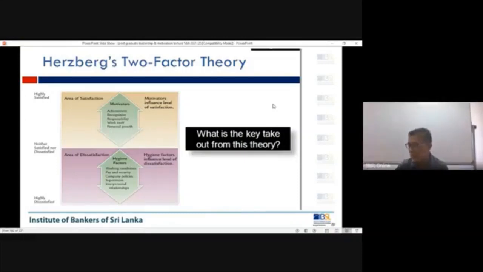I hope you understood that part. Now, what are the criticisms of this Herzberg two-factor theory? Every theory, somebody comes and criticizes. That is the nature of it. Good criticism is a good thing, for the next person to address all these things.